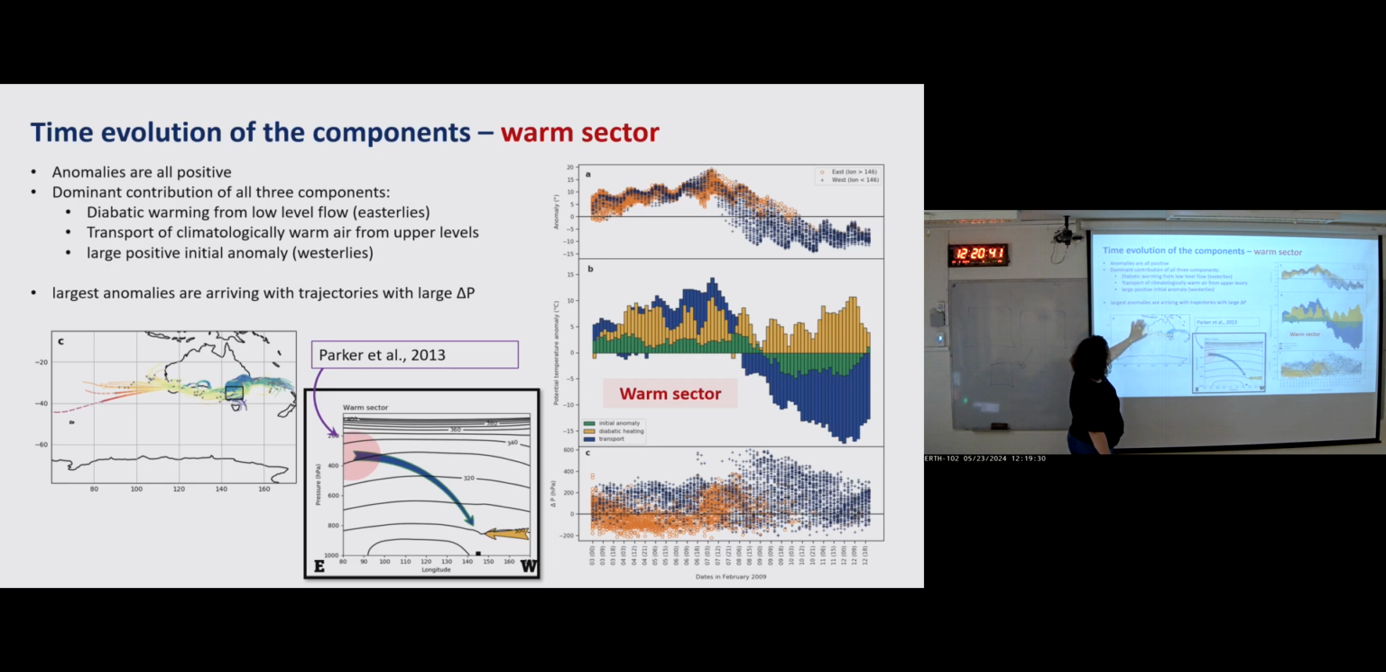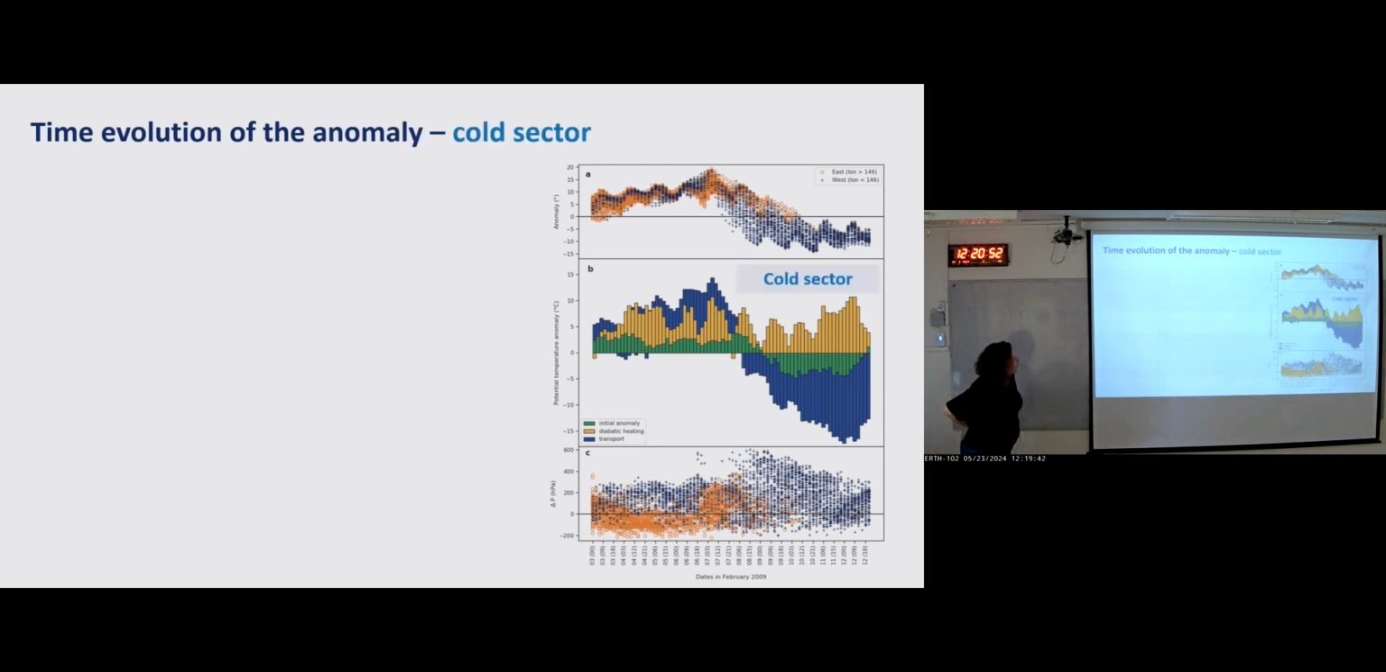So they talk about a warm air that's being advected into the area also, and it was really nice that we kind of found it from the trajectories themselves. That's it.